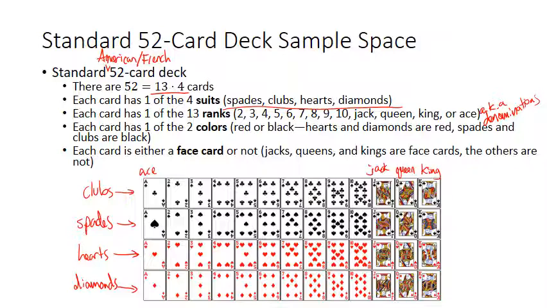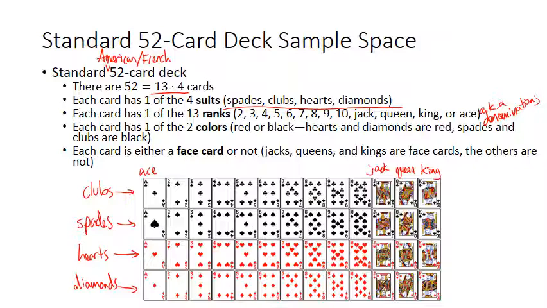Then each card has one of the 2 colors, either red or black. All the hearts and diamonds are red, and all the spades and clubs are black. You can remember that because the red ones are like a nice thing that you would like to have, red like the color of love. The black ones are like something a black-hearted person would do, like club you over the head or hit you with a spade. That's a dumb way to remember it, but that's how I remember it.